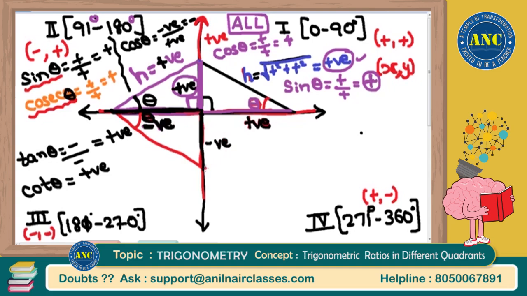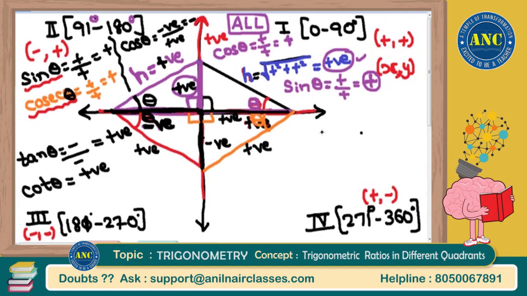And the last quadrant is the fourth quadrant. If I draw another right angle triangle in my fourth quadrant, these are 90 degrees. If I call this particular angle theta, in my fourth quadrant, the x-axis is a positive value, the y-axis is negative, and the hypotenuse is positive, here also the hypotenuse is positive.